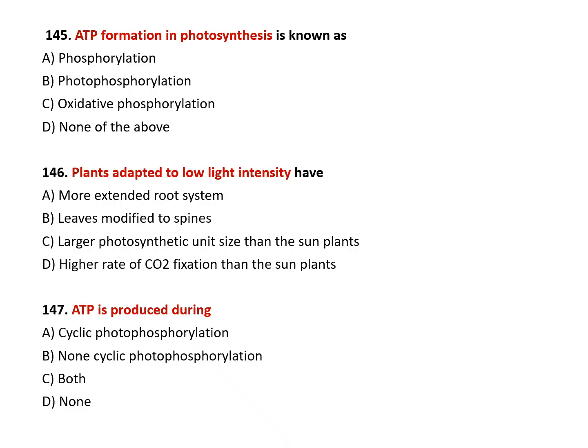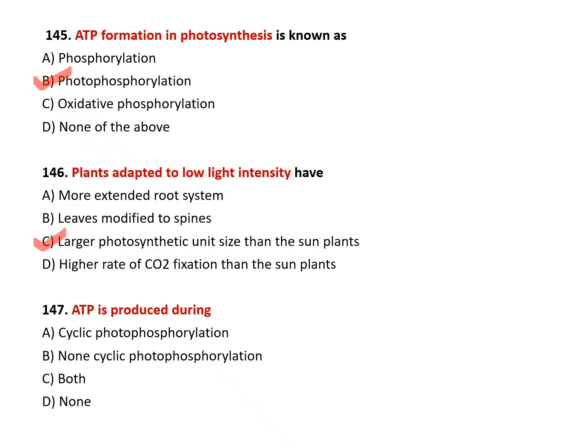The next question, number 145. ATP formation in photosynthesis is known as option A, phosphorylation; option B, photophosphorylation; option C, oxidative phosphorylation; option D, none of the above. The correct answer is option B, photophosphorylation. The next question, number 146. Plants adapted to low light intensity have option A, more extended root system; option B, leaves modified to spines; option C, larger photosynthetic unit size than the sun plant; option D, higher rate of carbon dioxide fixation than the sun plant. The correct answer is option C, larger photosynthetic unit size than the sun plant.